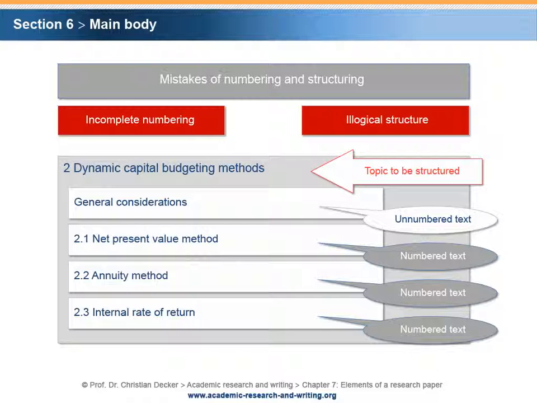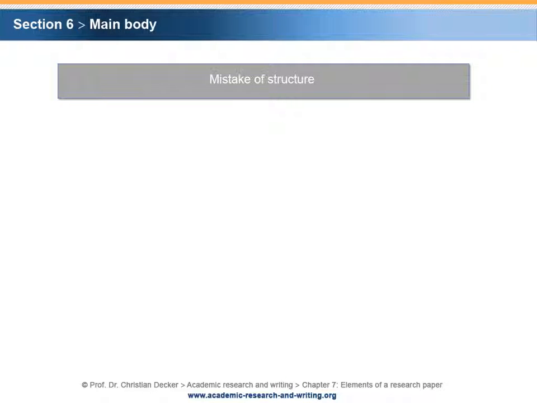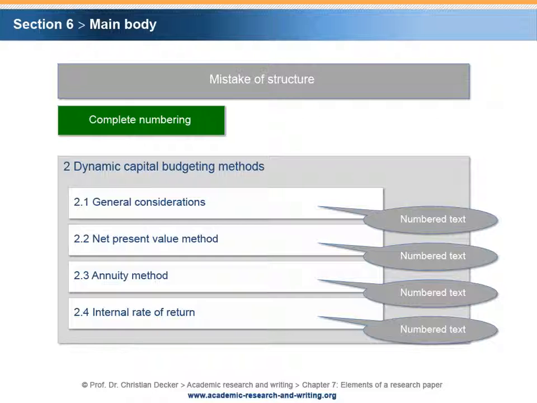Although section 2.1, 2.2 and 2.3 have headings and are numbered, the overall structure is illogical. Therefore, the structuring and numbering of the chapter and its sections have to be revised. As a first step, the numbering has to be completed. The following graphic represents the structure of the sample chapter with complete numbering. Still, the chapter is structured in an illogical way.